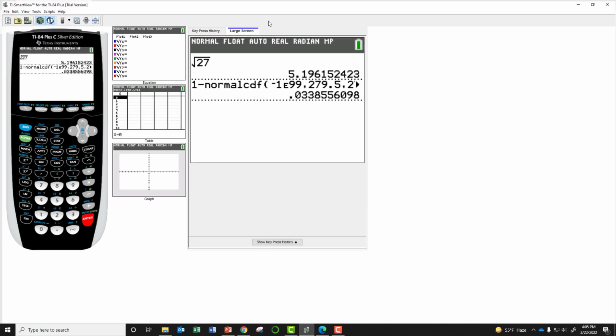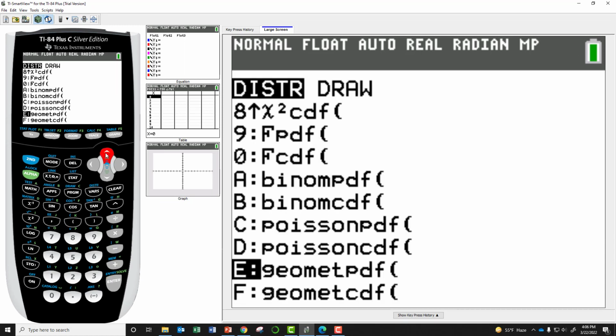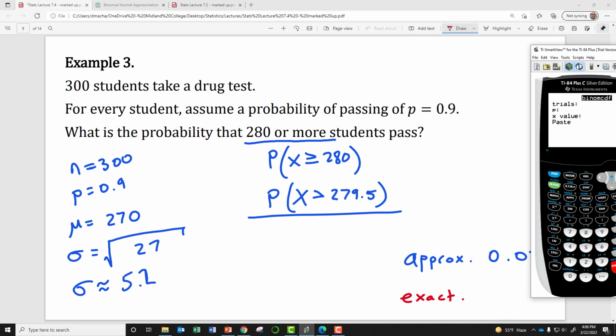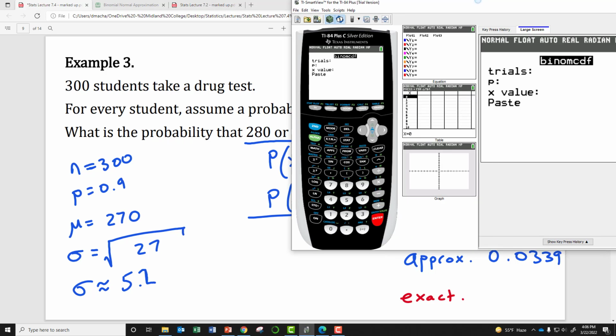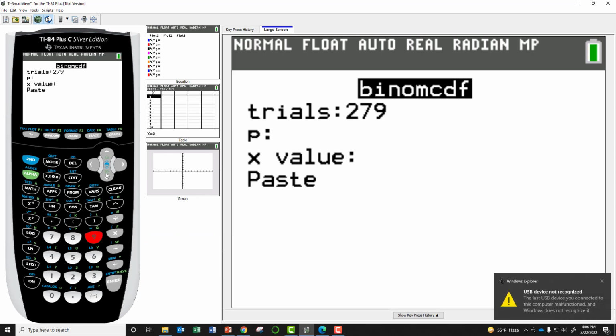So my exact value would be then 1 minus. I'm going to go to the binomial CDF this time and punch in that I want the probability that it's greater than or equal to 280, which is 1 minus the probability that it is less than or equal to 279. That's exactly what the binomial CDF function is built to do.